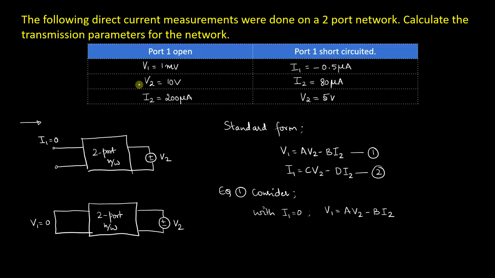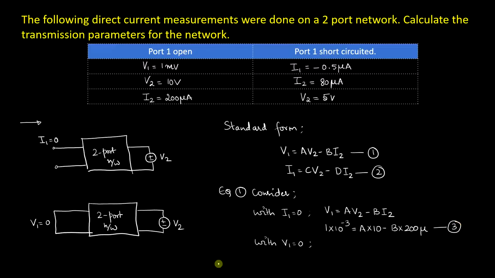Substitute the values of V1, V2 and I2. So I have I1 equal to 0, V1 is equal to 1 into 10 to the power minus 3, V2 is 10 volt and I2 is 200 micro. So let me name this as equation number 3.